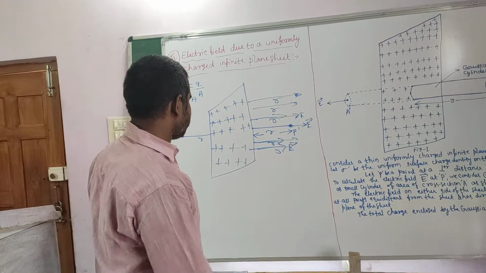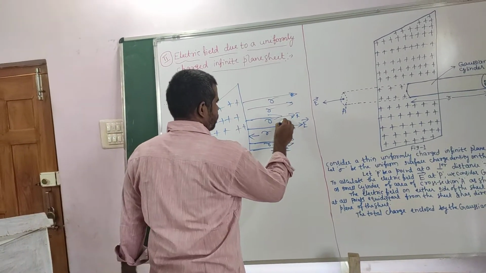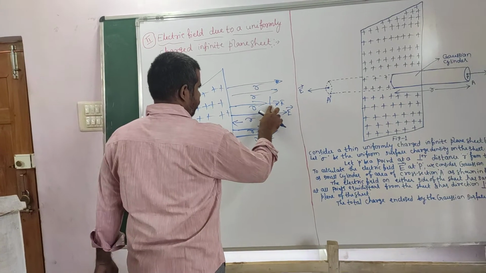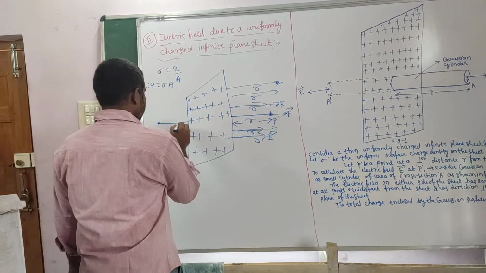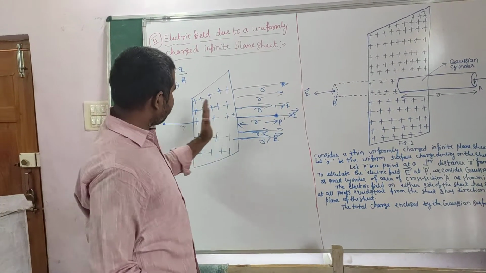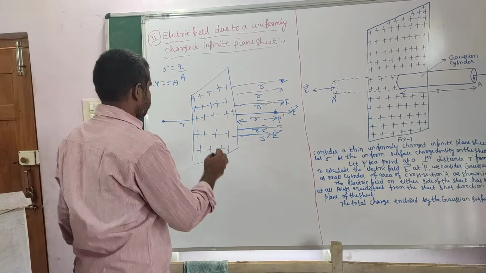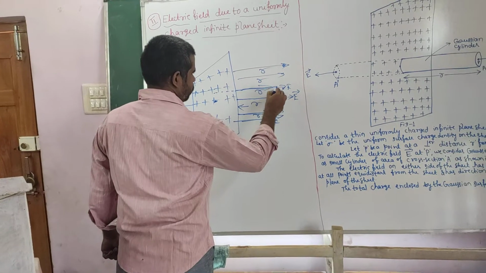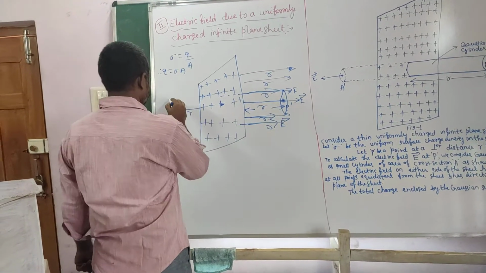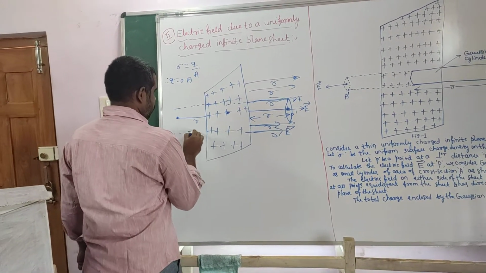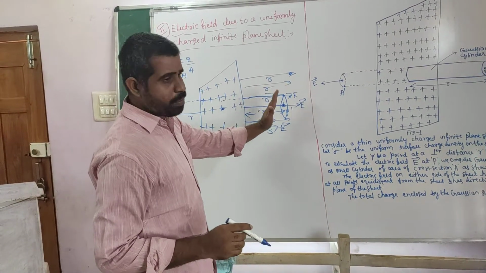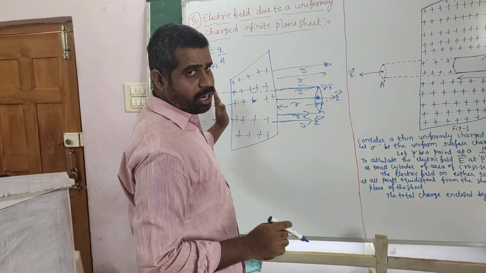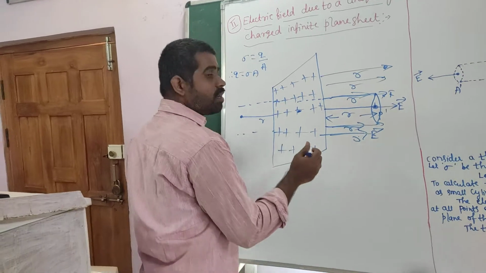Let us draw one Gaussian surface. Draw a cylindrical surface joining these points. Whatever you see on the right side, you see the same on the left side. Solid line is the front of the paper, the back side is dotted line.